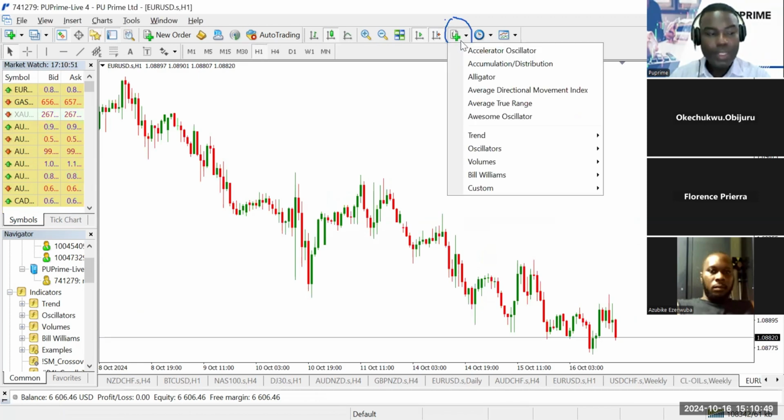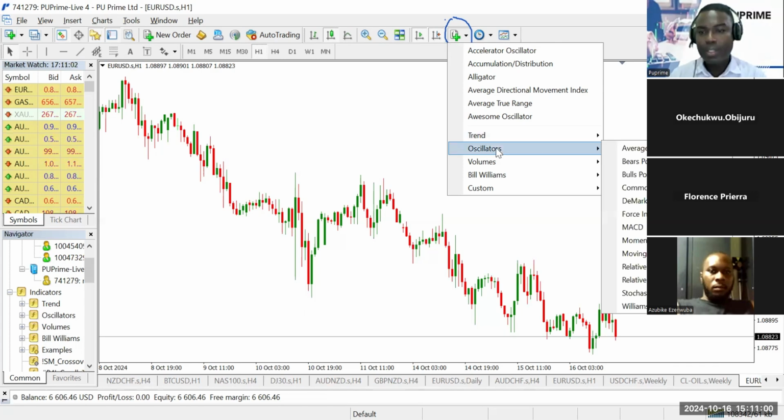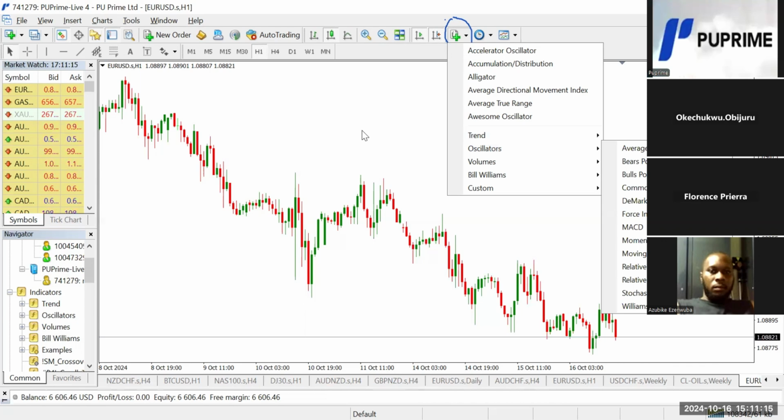So we'll click on that indicator button and we'll see this drop-down menu. Now we have different categories of indicators here. The first one is the trend indicator, but then our focus this afternoon is the oscillators. And you can see the drop-down menu under the oscillators. We have quite a number of oscillators. But like I said, we're just going to focus on three of them in this webinar this afternoon.